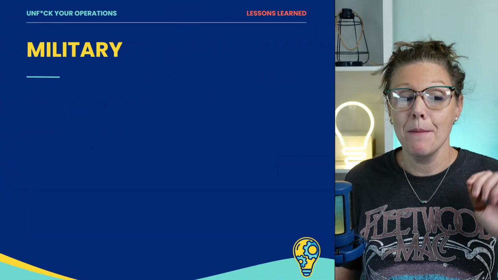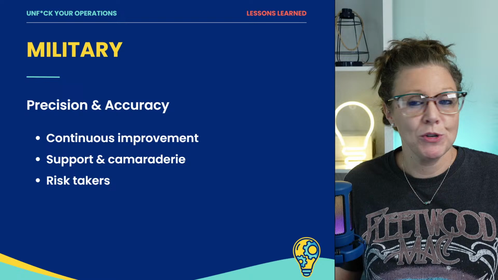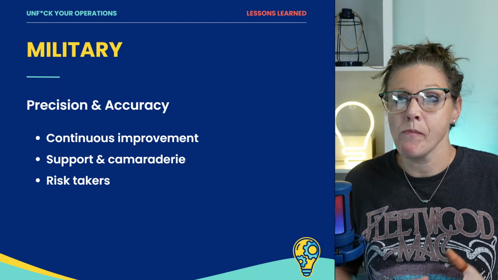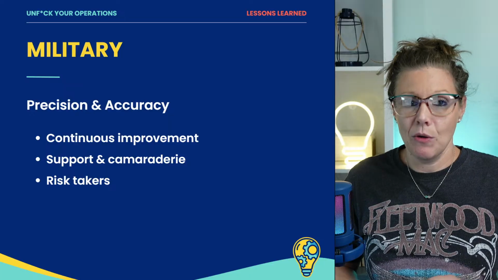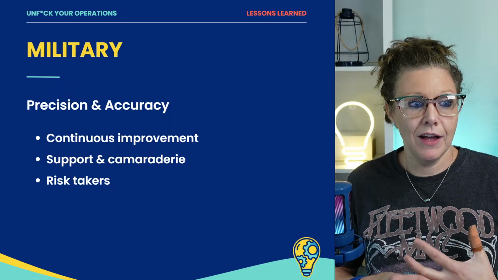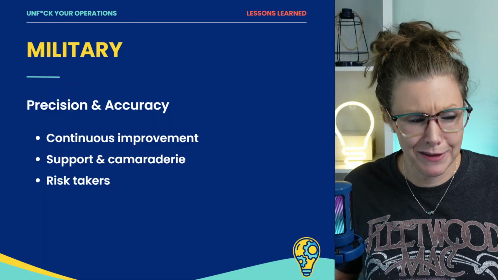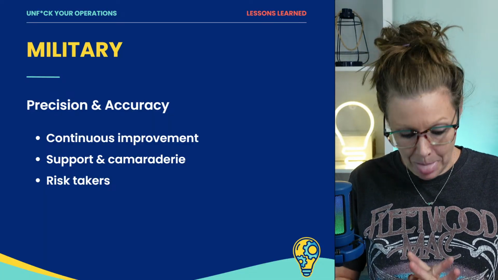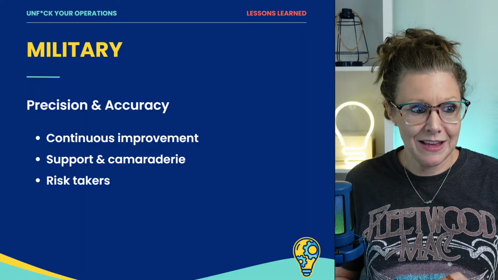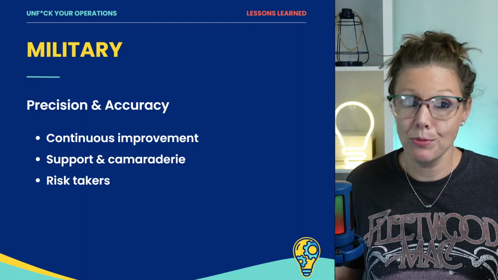Here we go. The military, right? See, these are out of order. But precision and accuracy. I feel like I need to edit these bullet points a little bit, but continuous improvement, unwavering support and camaraderie, and risk takers. I feel like those bullet points do not reflect precision and accuracy, but I feel like the key takeaway is if a military unit is not precise and accurate, people will die.